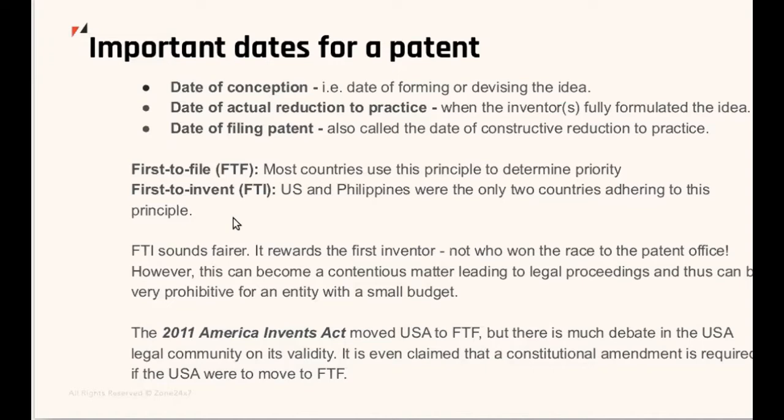So one school of thought is that there even has to be a constitutional amendment in the United States in order to move to first to file. And just an aside, constitutional amendments in the United States are very long, drawn out affairs. It has to be passed in something like two thirds of the local states, and it becomes a near impossible thing to do.